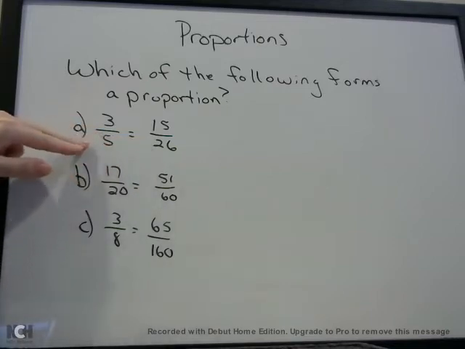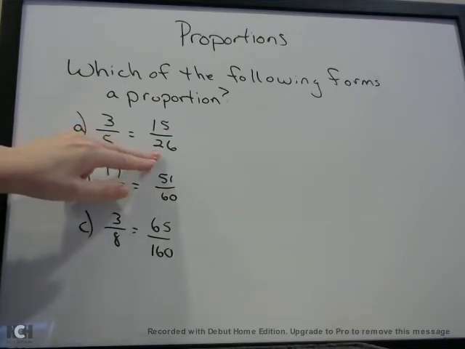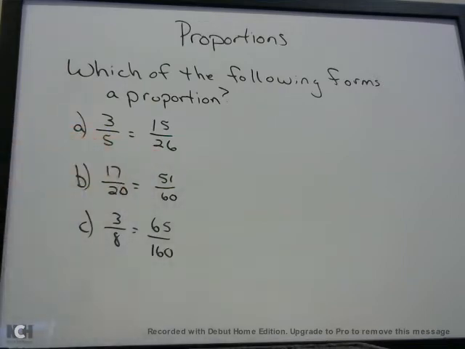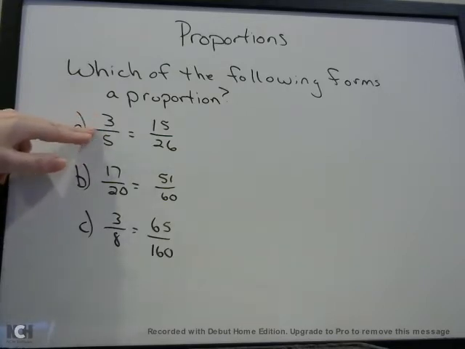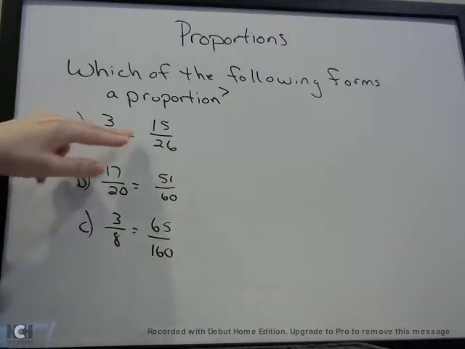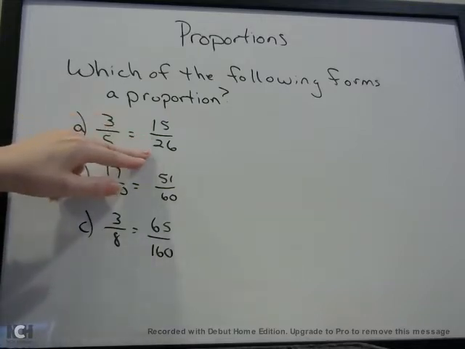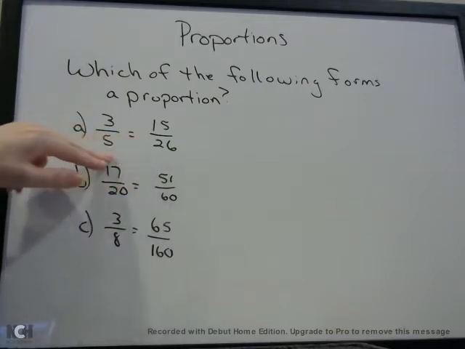So we'll first look at choice A. 3/5 equals 15/26. How are we going to tell if those two are equal? You might want to watch the comparing fractions video on how we can do this. But one way is, remember, fractions are just a division. So if you are able to use your calculator in this part of the test, you can just do 3 divided by 5, you'd get a number, and then do 15 divided by 26. If those two numbers are the same, then these two things are equal.